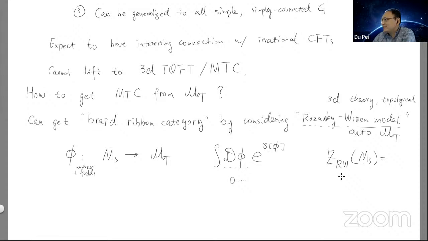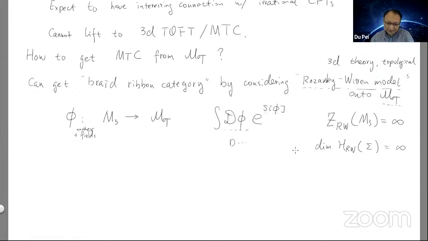So for many M3, even for very simple ones like the 3-sphere or lens space, when the target space MT is not compact, the partition function formally will be infinite. And the dimension of the Hilbert space of the Rozansky-Witten model on a Riemann surface, again, is often infinite. Then it seems that there's no hope of obtaining a modular tensor category out of it, because anything that you can construct from an MTC would necessarily have all partition functions well defined and all the Hilbert spaces finite dimensional.